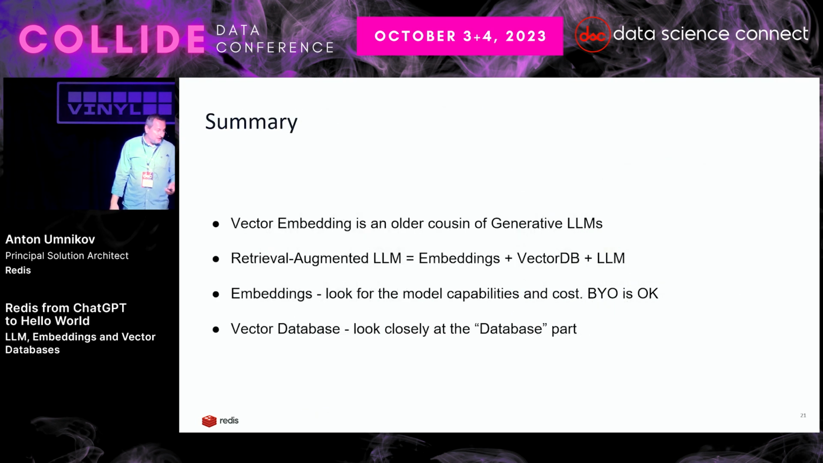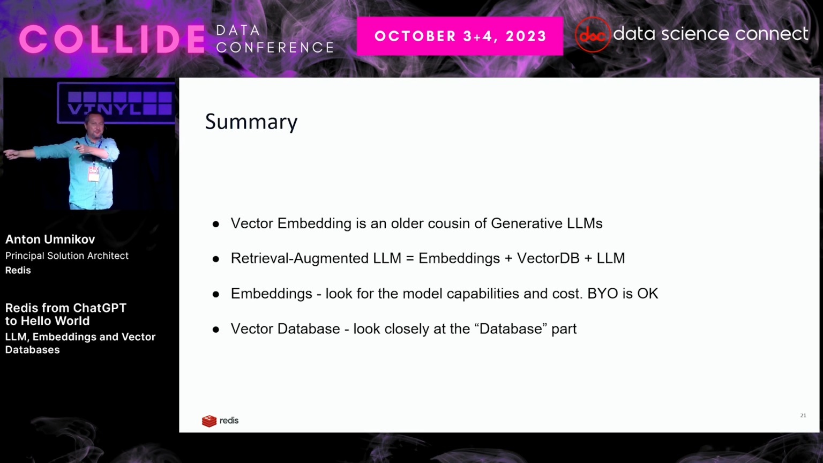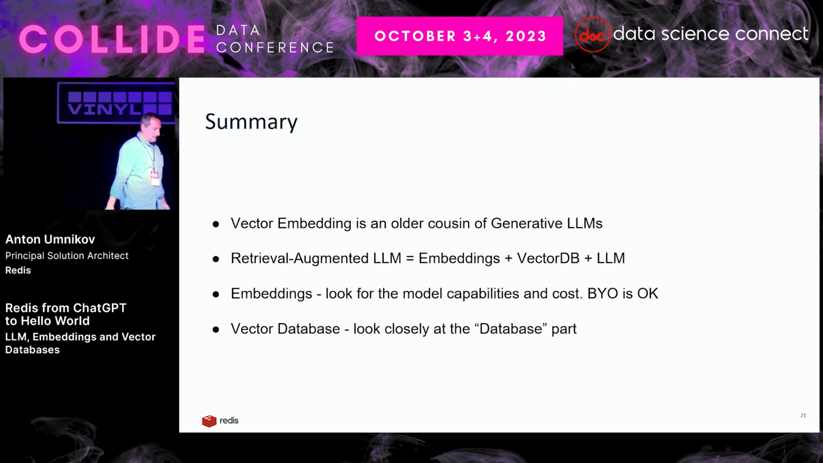So if I can quickly summarize what we talked about today. Vector embedding, something that generates embeddings, and generative AI as we know it today came from the same paper, Attention Is All You Need. You can think of embeddings as a smaller, younger cousin of the generative LLM. If you build Retrieval Augmented Generation or a Retrieval Augmented LLM, the term you might hear is grounded LLM, grounded generation, you need embeddings, a vector database, and a large language model. You can choose the three of them independently.